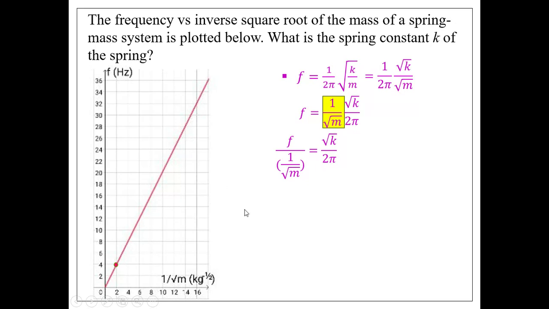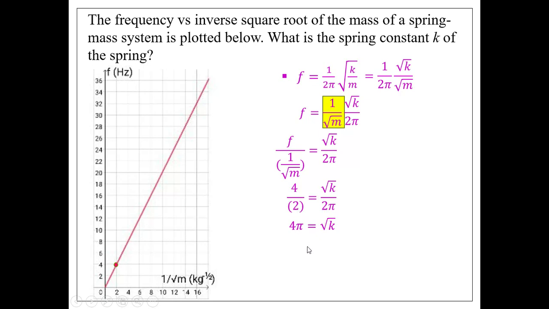Other than that, I'm just going to plug in values that I know. Based on the dot that I've chosen, the y-axis is 4 and the horizontal axis is 2. So frequency being in the vertical axis, I replace that with the 4. And then 1 over radical m is 2, based on the graph given. Here, I'm just going to combine like terms. 4 over 2 is 2. And then I'm going to move the 2 pi up to the top left, or multiply both sides by 2 pi, just to get radical k by itself. So that'll be 4 pi. Or you can say 4 times 2 pi is 8 pi, and then 8 pi divided by 2 is just 4 pi.